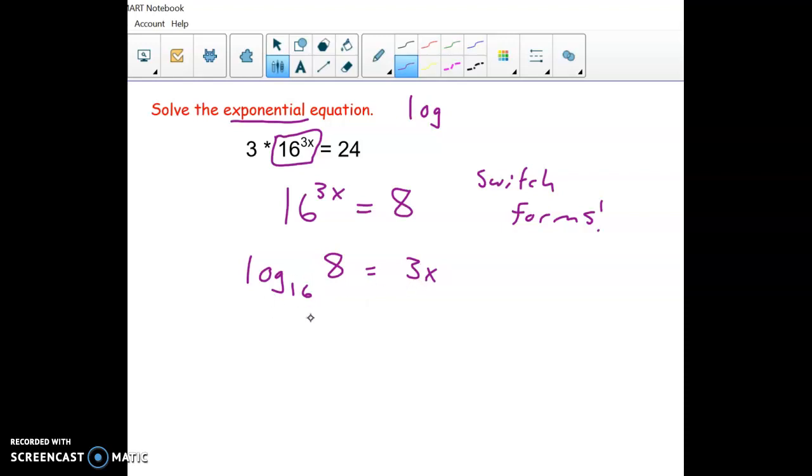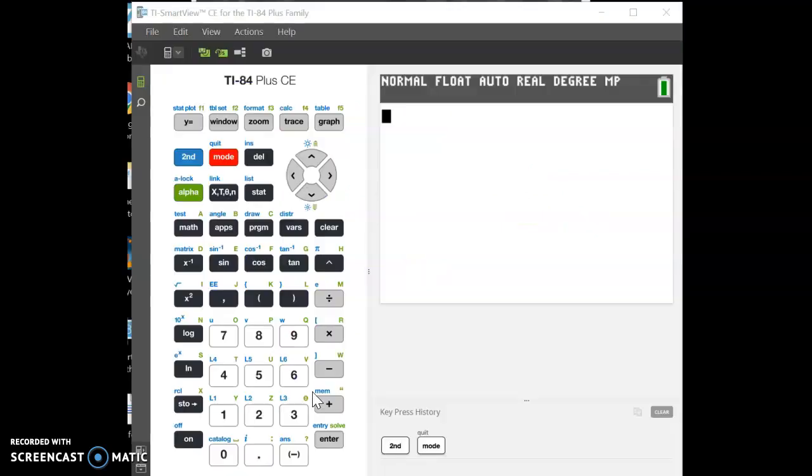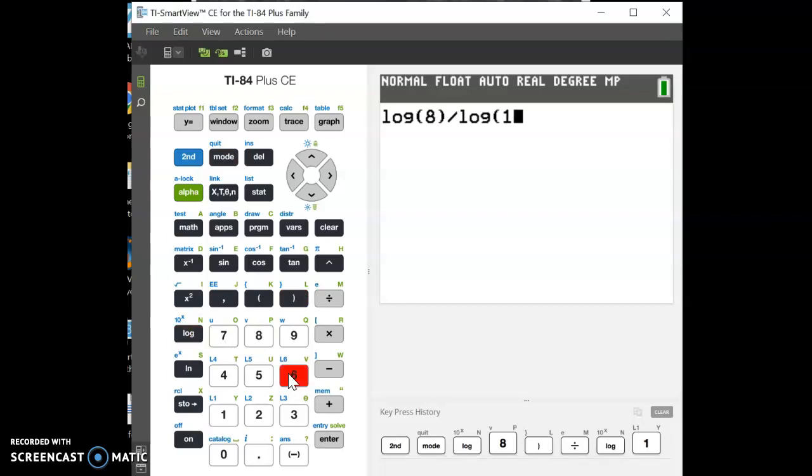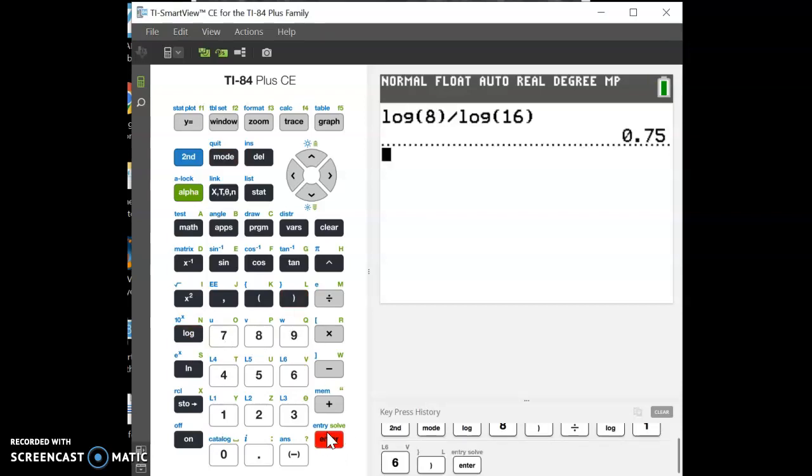This one I think I can figure out in my head, it's just 1/2, but otherwise, you can use the change of base formula where you do log of 8 divided by log of 16. So here's what it looks like, change of base. Log 8 divided by log 16. Oh, and I was wrong. It is not 1/2. It's 0.75. Look at that. First time all year I've been wrong.